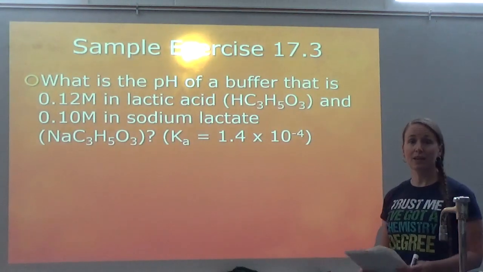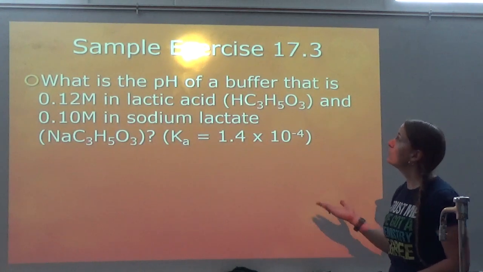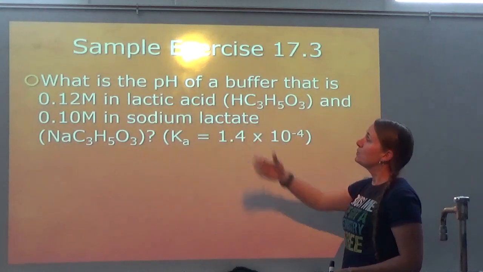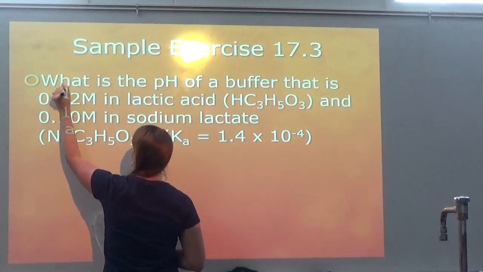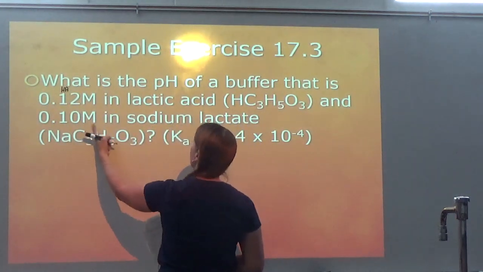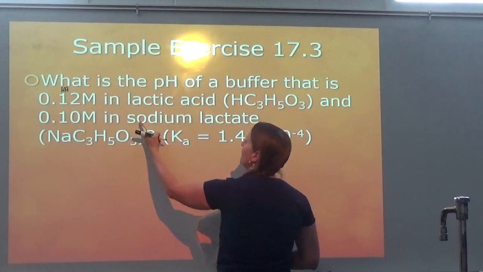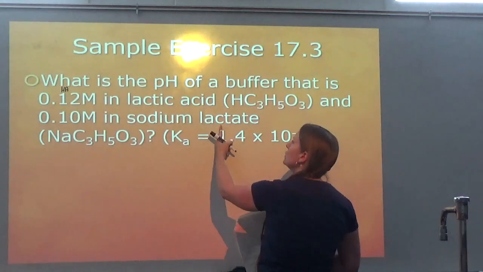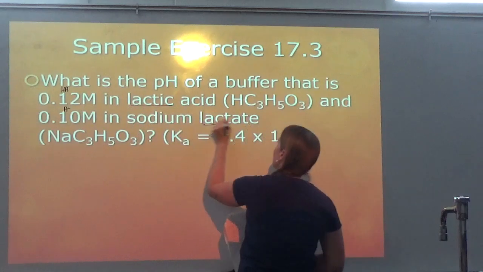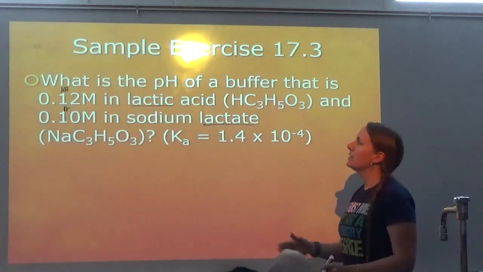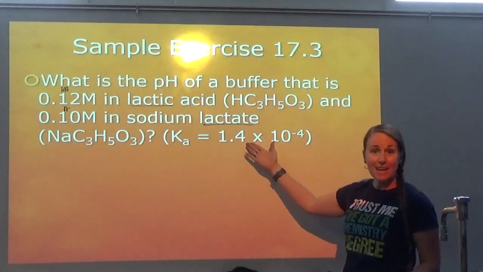So let's look at one together. Instead of doing a super long ICE chart, we can just use Henderson-Hasselbalch. It says, what's the pH of a buffer that is 0.12 molar lactic acid, so here's my HA, and 0.1 molar sodium lactate. So here's my A minus. You'll see that the words look similar. Here's my acid, clearly because it says acid. Here's my conjugate base, and then it tells me what the Ka is.